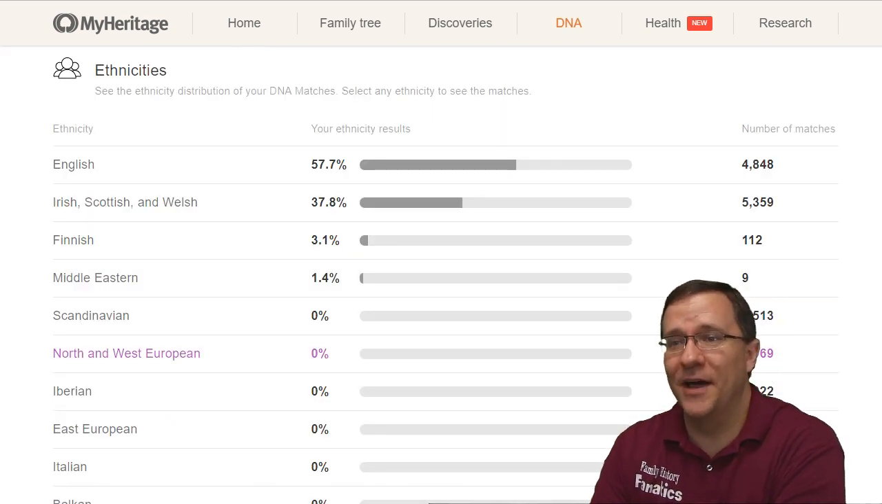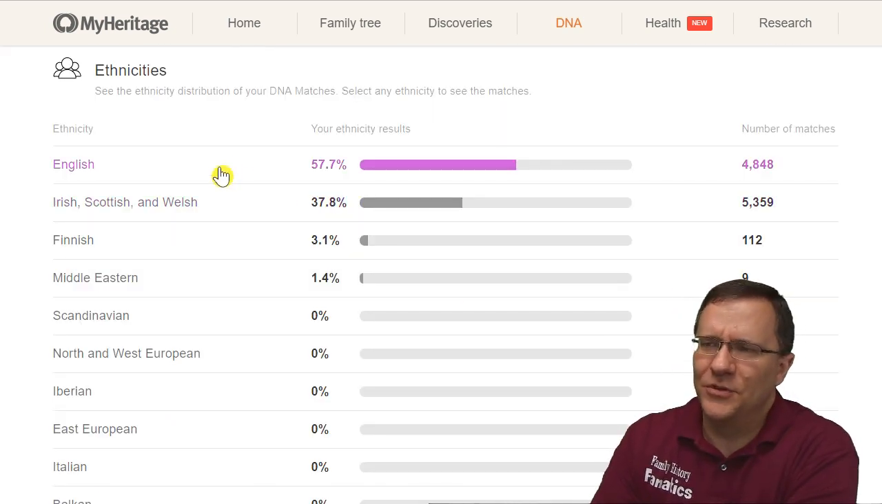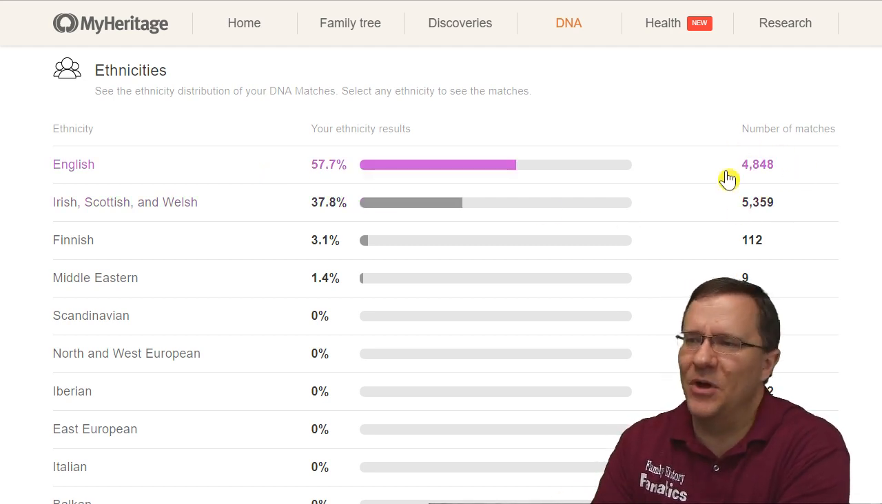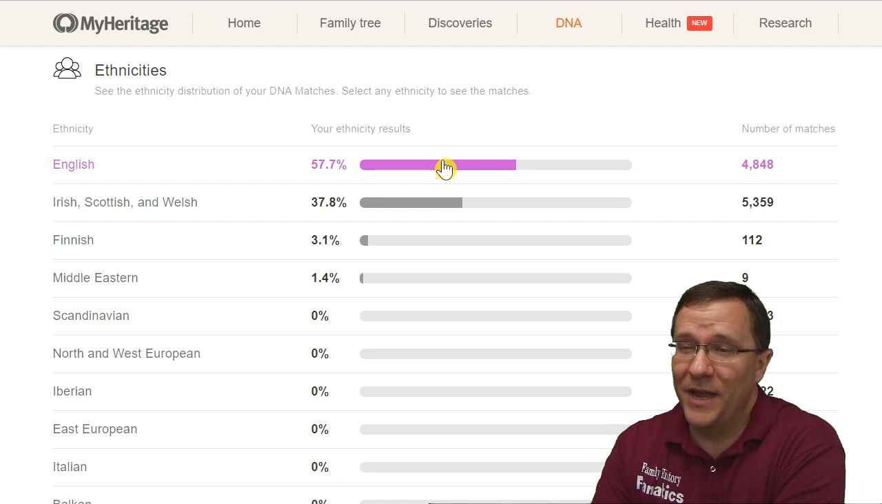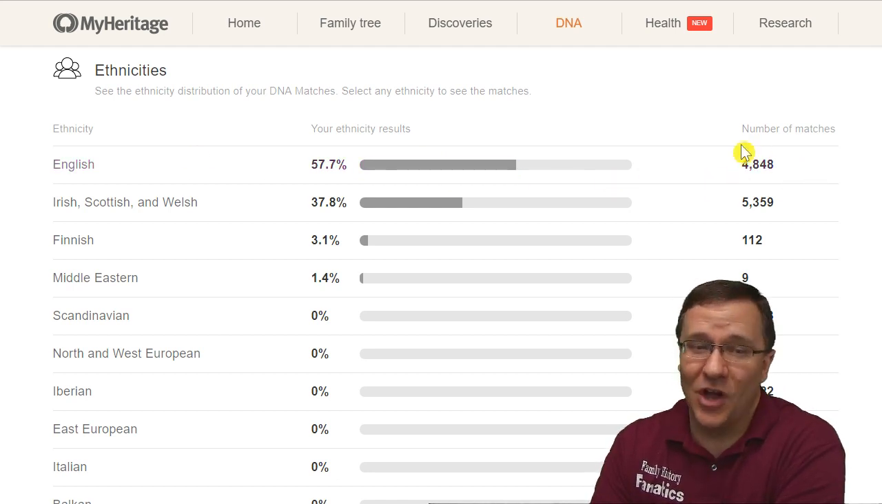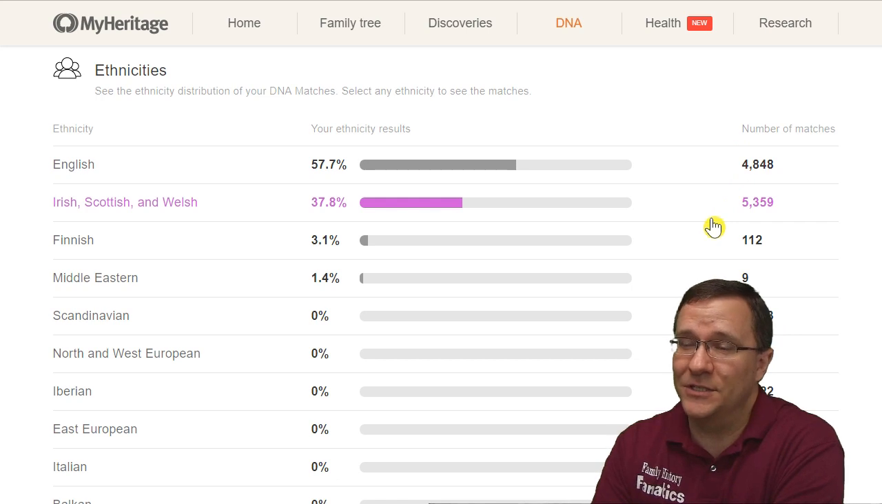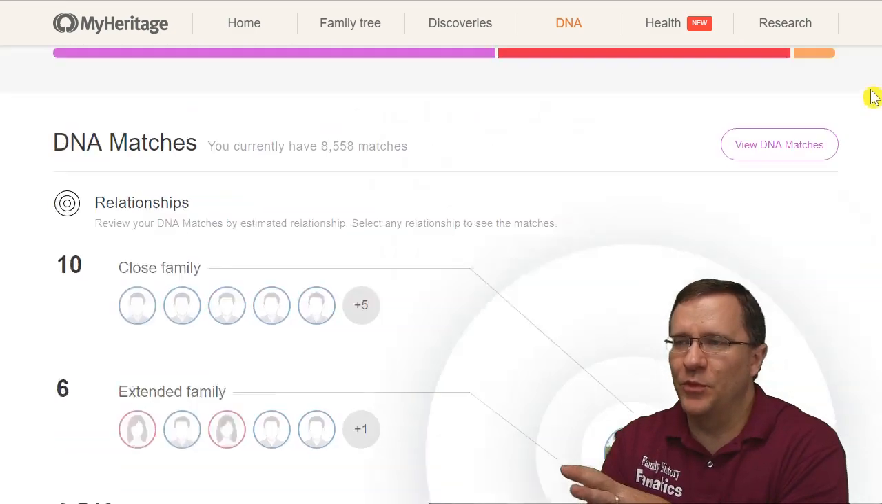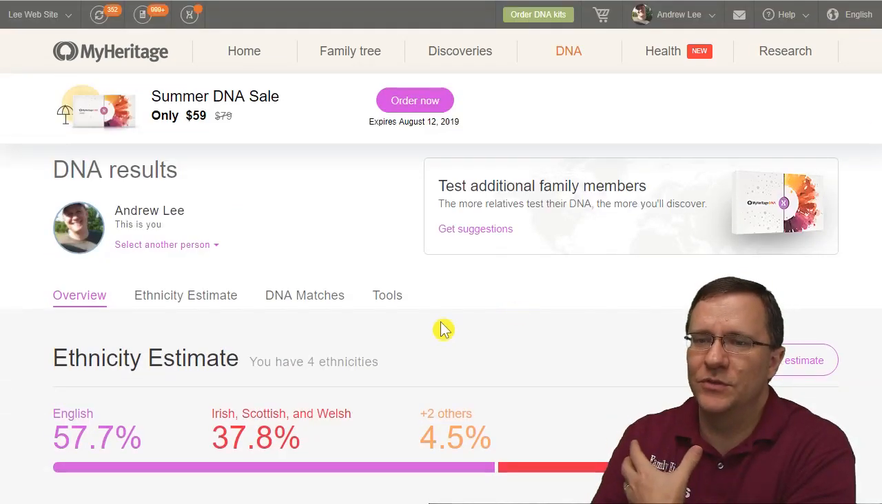It also breaks down the ethnicity results of mine with how many of my matches have that same amount. So you can see the majority of my ethnicity was English, and so the majority of my matches are also going to be English as well. And then there's also a lot that are in the Irish Scottish. So again, this is just a brief overview, so let's go into some of these others.